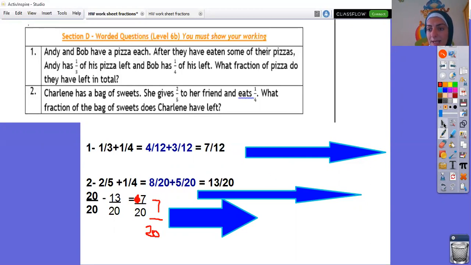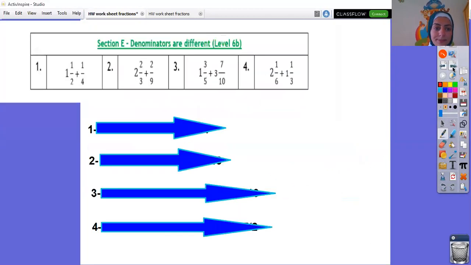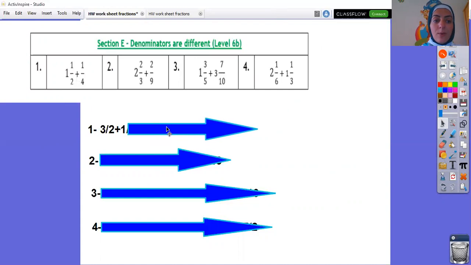Okay, now let's go to the next question. I'm going to give you the first 2 answers, and then the same idea you'll do in the others. I'm just going to show you the answer. So here you have 1 and 1/2 plus 1/4. There are 2 ways to do it. I'm going to tell you the easiest way is to change them into improper fractions. So here, when we change this into an improper fraction, what's going to happen? I will multiply 2 times 1, 2, plus 1, 3. So it's 3/2. So 3/2 plus 1/4.